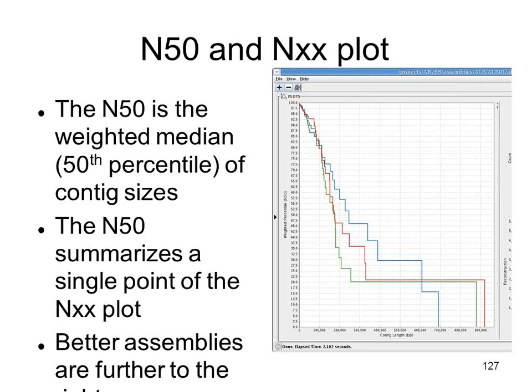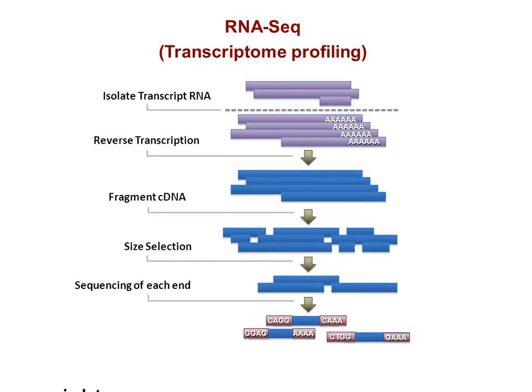So why is that important? Because as the N50 gets larger, that is a measure of quality of assembly. And in fact, if you look at any of these papers that do assembly of genomes, you'll see they quote the N50 for all of their data.